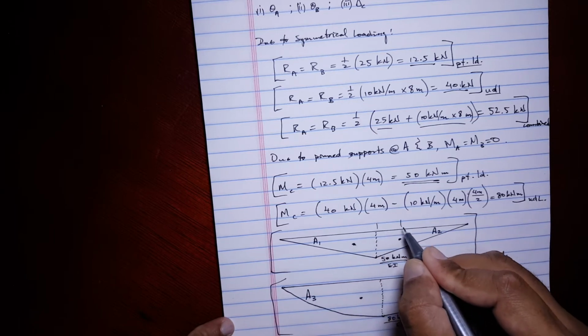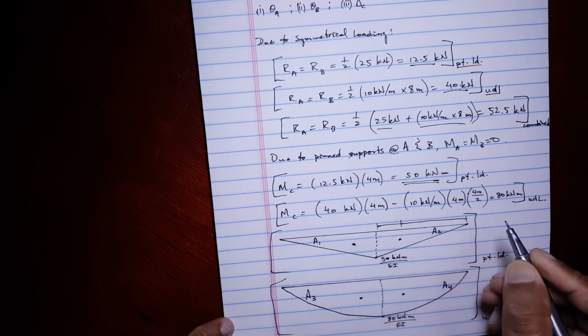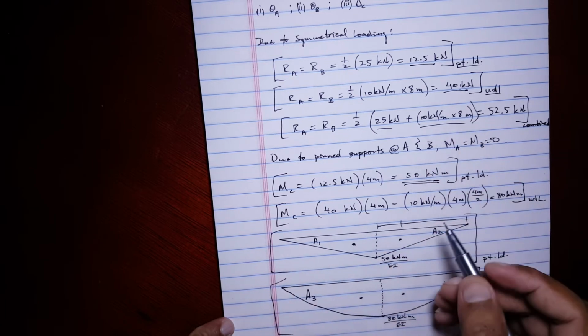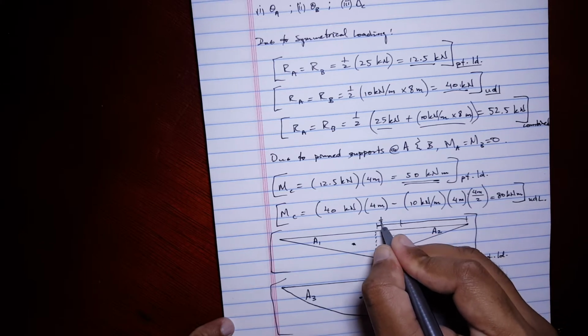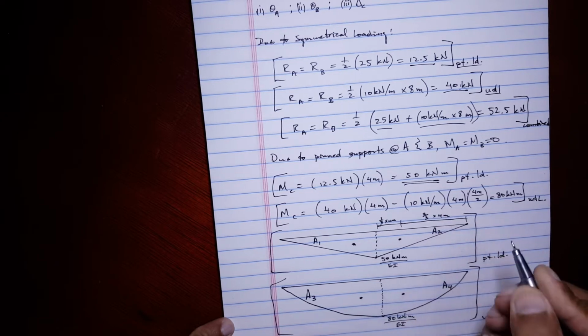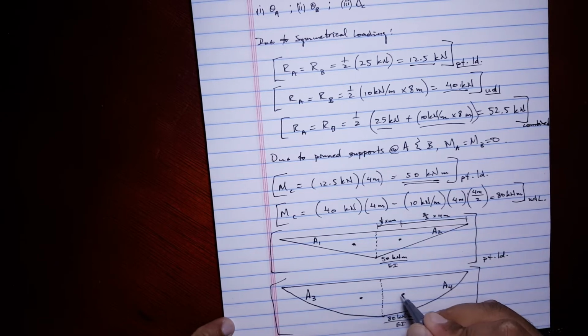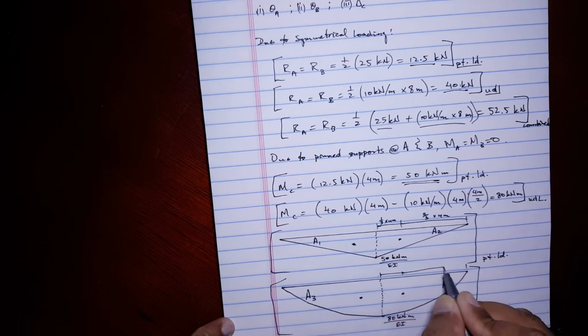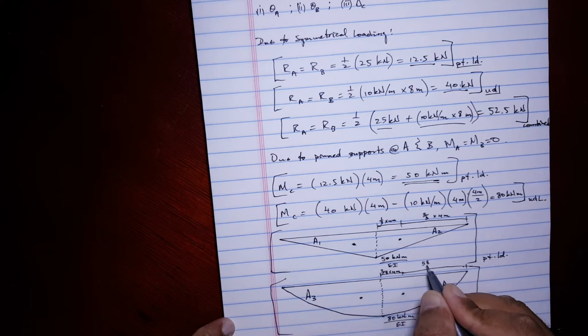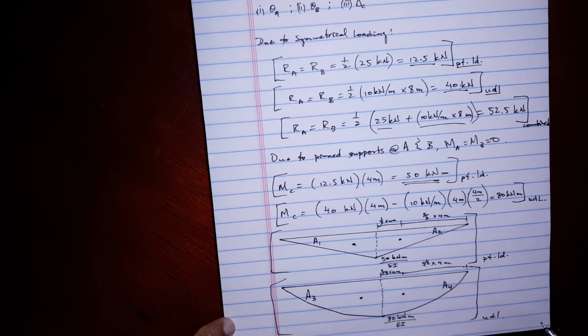The distance from the centroid from this point to this point, or this point to this point of a triangle, since the overall width is 4 meters as in the diagram, is going to be 1/3 times 4 meters, and this side is going to be 2/3 times 4 meters. And for this figure here, it's going to be 3/8 times 4 meters, and this side is going to be 5/8 times 4 meters. That's the distance from the centroid.